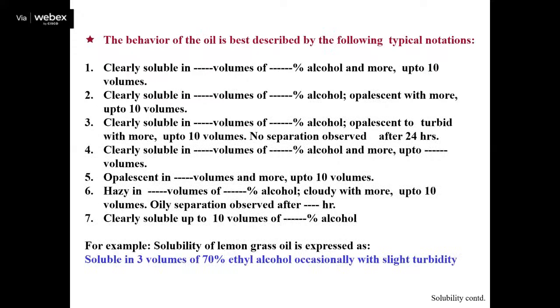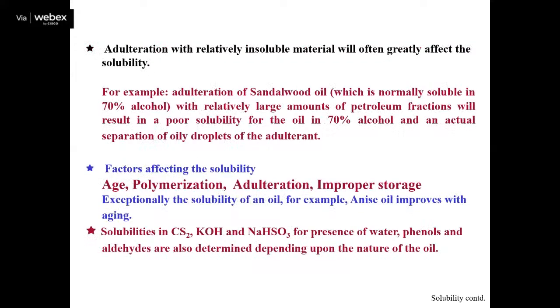The behavior of the oil is best described by the following typical notation: clearly soluble in 10 volumes of 70% alcohol. That is how we describe it. For example, the solubility of lemongrass or even sandalwood oil is expressed as soluble in 3 volumes or 4 volumes of 70% ethyl alcohol, with slight turbidity.